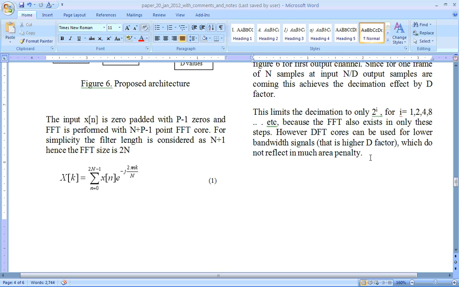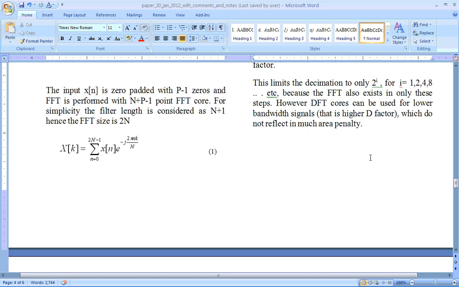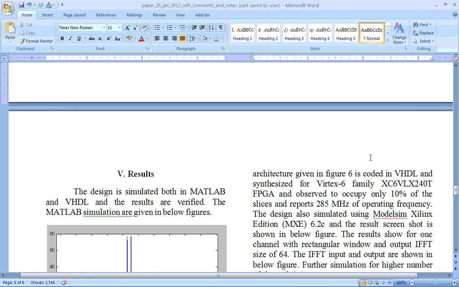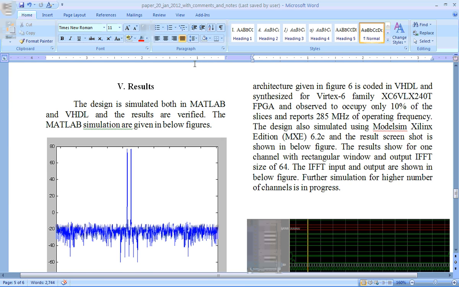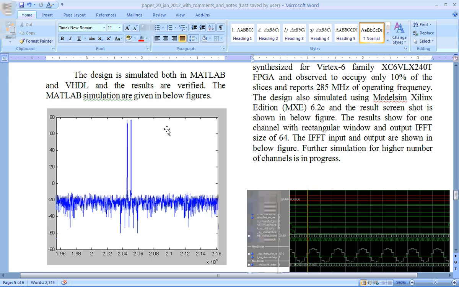Got it? So what we are suggesting is that you can use a DFT core. DFT does not have a limitation. It can be implemented for any number of points. So next we are talking about the results. We have talked about the MATLAB results. This is a time domain signal plus some noise. We have taken 2 signals basically.